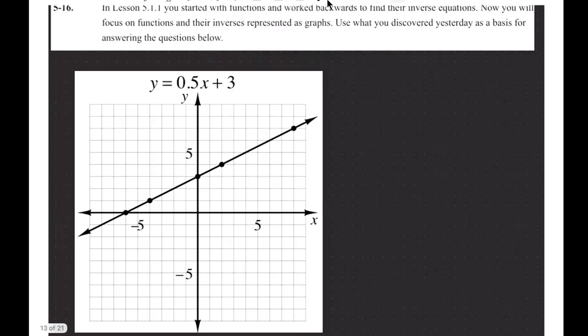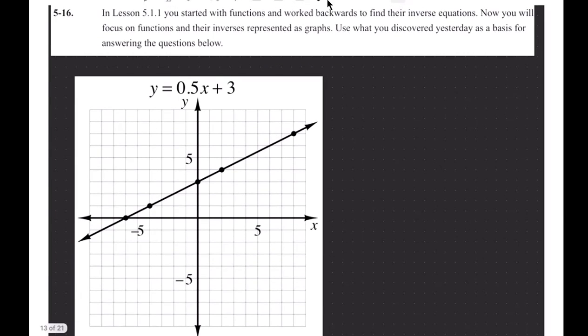So today we're going to look at them from a graphing standpoint. In lesson 5.1.1, we looked at these functions and found the inverses using algebra. If we started with the equation they give us and I were to graph it, I know that I would get a line, right? And how do you know you're going to get a line? Yes, it's written in slope-intercept form, and the degree on our x is 1, so we know it's going to give us a linear function. It's going to have a slope of a half, and it's going to cross the y-axis at a positive 3, right? And that's the graph that they ended up giving us.